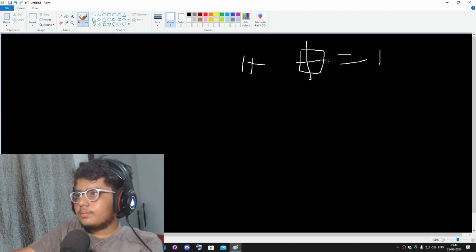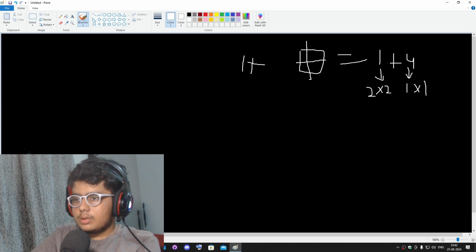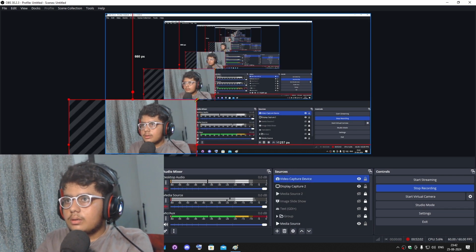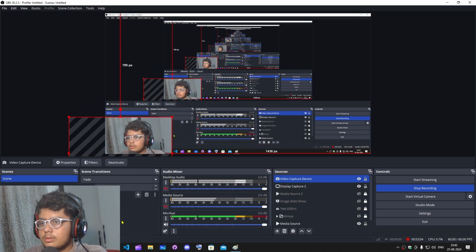In a 2 into 2 form, how many squares are there? 1 square, 2 square, 3, 4. There are 4 squares in 1 into 1 form, and there is 1 square in 2 into 2 form. So let's take a bigger example. I hope this part is okay. Let me make it, okay, great.